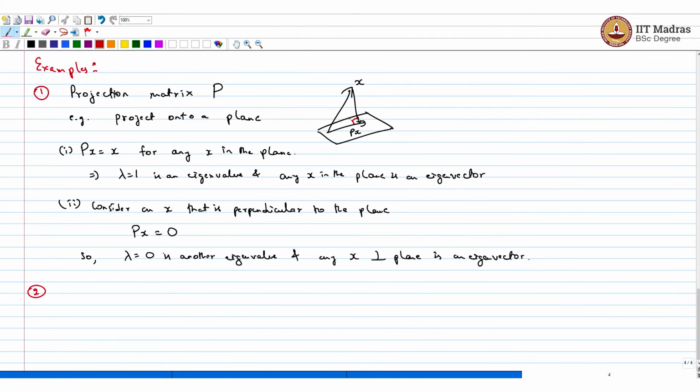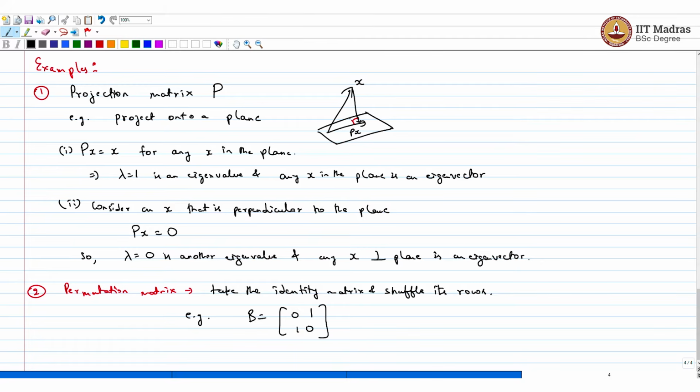Let us look at another example. This is a permutation matrix. A permutation matrix is, by definition, what you do is take the identity matrix and shuffle its rows. For example, 0 1 1 0. This is a permutation matrix.